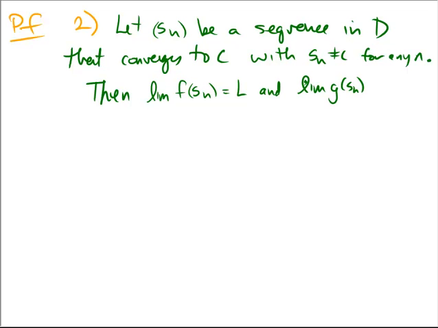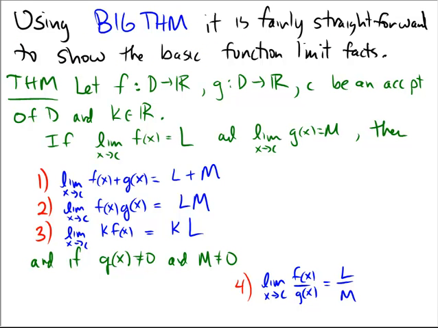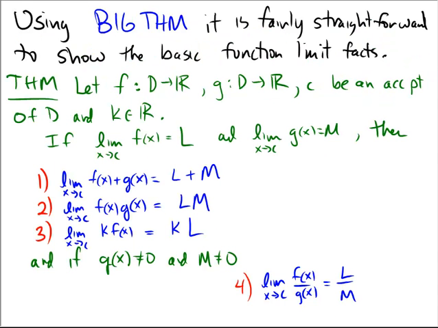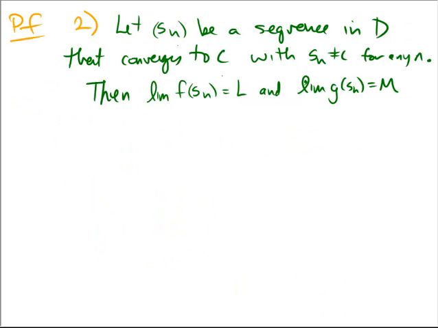Because remember, we were assuming that the limit as x approaches c of the function f of x is equal to L, and now we are taking a sequence that is converging to c, so as it gets really, really close to c, the outputs are going to have to get really, really close to L. So the limit of this sequence, remember this is a sequence of functional values, will be L, and this limit will be M.